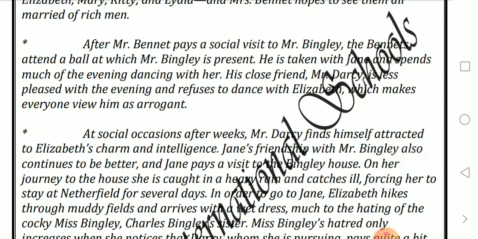After Mr. Bennet pays a social visit to Mr. Bingley, the Bennets attend the ball at which Mr. Bingley is present. He is taken with Jane and spends much of the evening dancing with her. His close friend, Mr. Darcy, is displeased with the evening and refuses to dance with Elizabeth, which makes everyone view him as arrogant.